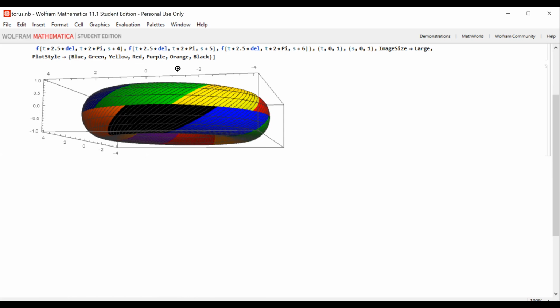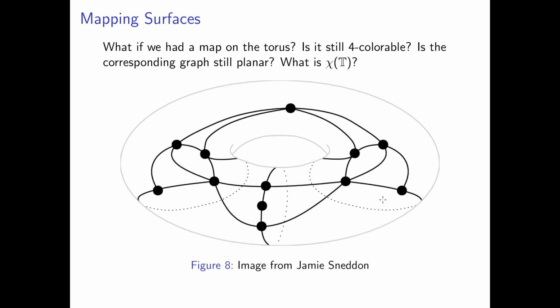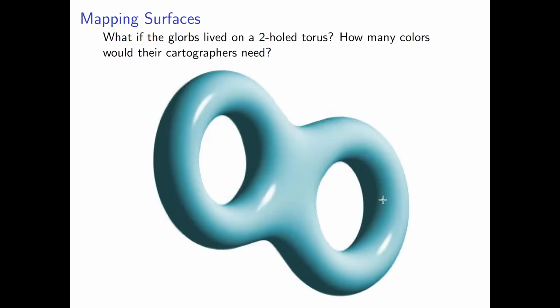Okay, so now let's cut back to my slides. Okay, wonderful. So we've said these graphs aren't necessarily going to be 4 colorable. The graphs aren't necessarily going to be planar because they're going to be like 7 colorable or something. And so what is this number for the torus? But there's no reason that we have to stop at the torus, right? I mean, what if the globes lived on a 2-hole torus or a 3-hole torus or an n-hole torus or a Mobius band or something crazy, right?